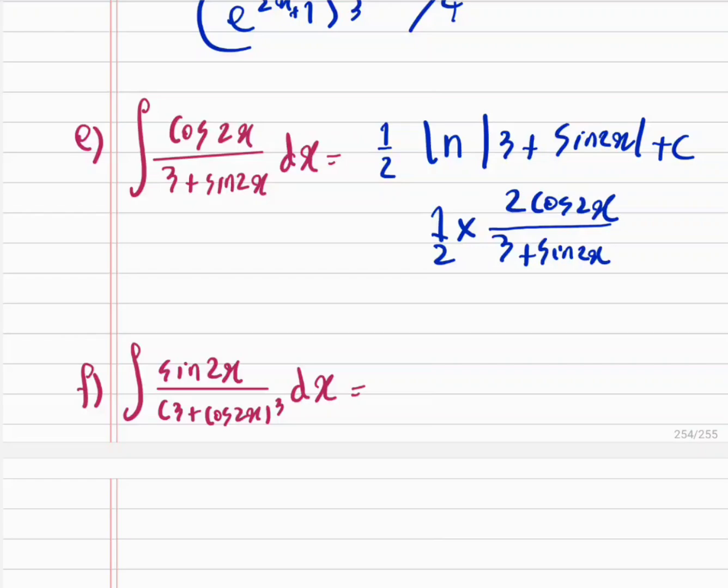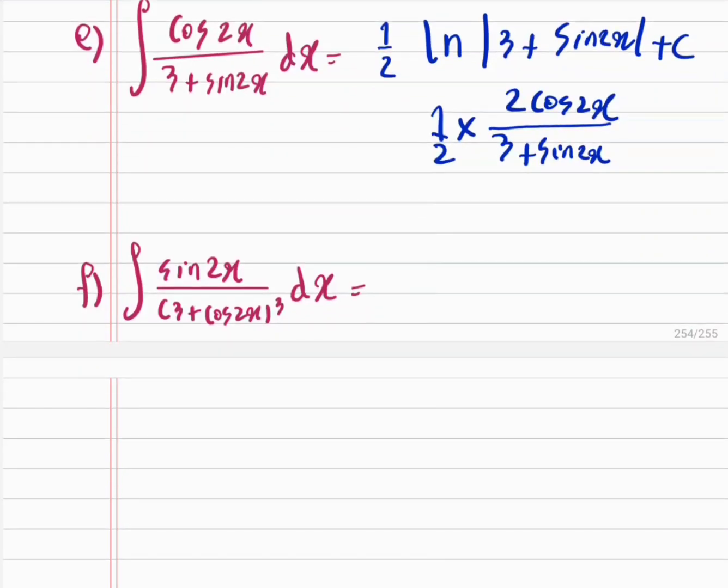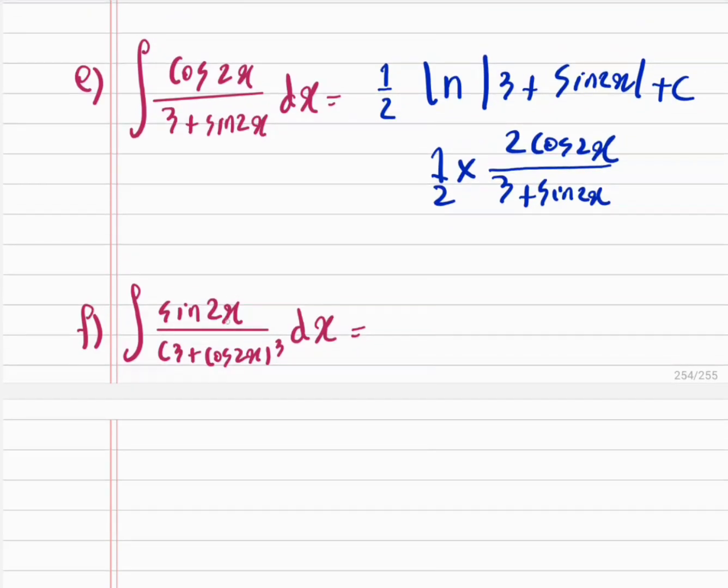Okay, now part F. We have sin 2x over (3 plus cos 2x) cubed. Whenever you see that the power difference between the function in the numerator and the one in the denominator is more than 1, so for instance here the numerator is just to the power of 1 but the denominator is cubed, then in those cases ln is not going to work.